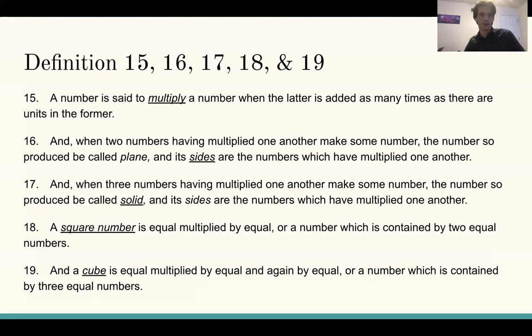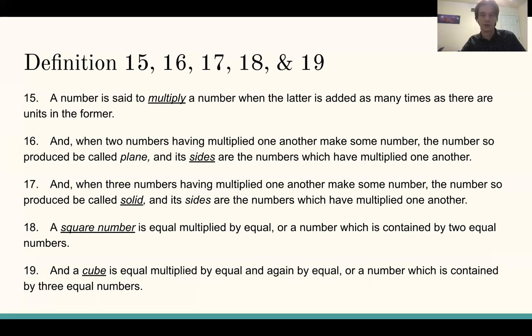17 says it's pretty much the same thing, but it's three numbers in a solid. So when three numbers having multiplied one another make some number, the number produced is called solid. And again, its sides are the numbers which multiply one another. We know this. If you take three numbers, all different, multiplied by each other, you're going to get a rectangular prism. And again, if they're all the same, it's going to be a cube, and that's more of a solid than a plane. We know that.